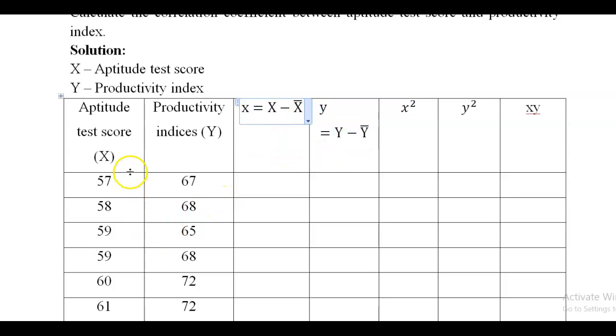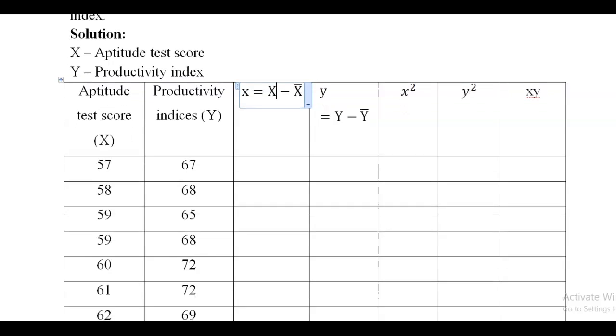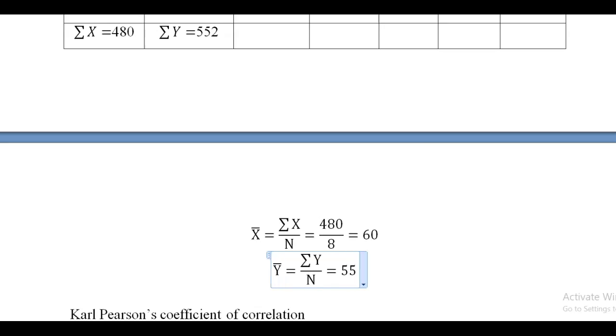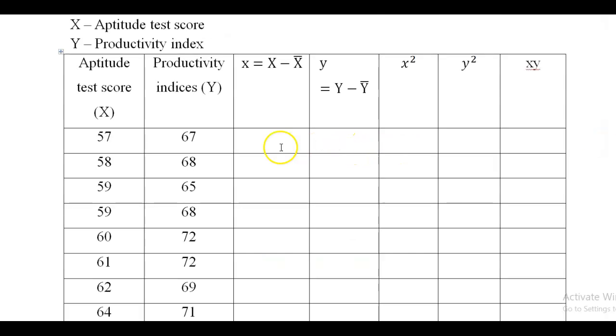For that, first we have to calculate the arithmetic mean. First we add all these values. The arithmetic mean is x bar equal to summation x divided by n, which is equal to 480 divided by 8, where the number of observations is 8, right? So 480 divided by 8 gives 60. And the arithmetic mean of the variable y, y bar, is equal to summation y divided by n, which is 552 divided by 8, which is equal to 69.